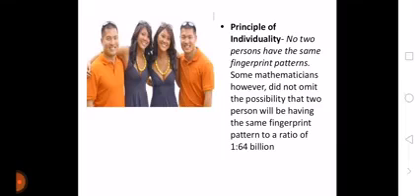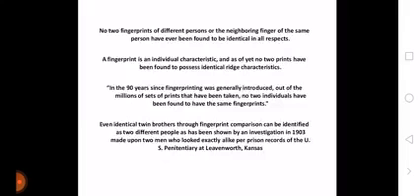So first is the principle of individuality. Under the principle of individuality, no two persons have the same fingerprint patterns. Some mathematicians, however, did not omit the possibility that two persons will have the same fingerprint pattern to a ratio of 1 in 64 billion. No two fingerprints of different persons, or of different fingers of the same person, have ever been found to be identical in all respects.